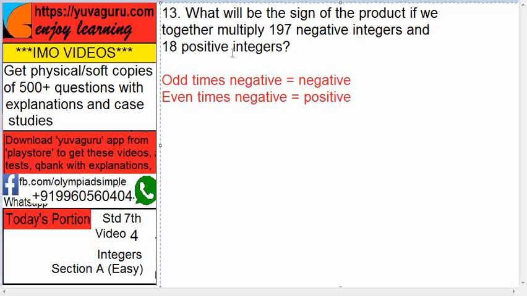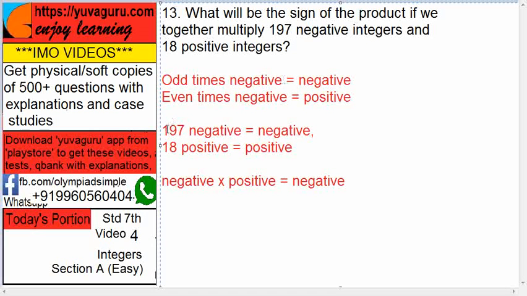And 18 positive. Positive is always positive, let it be even or odd. So negative into positive, the sign will be negative. See this, 197 negative means negative, 18 positive means positive. So negative into positive equals negative, that is minus.